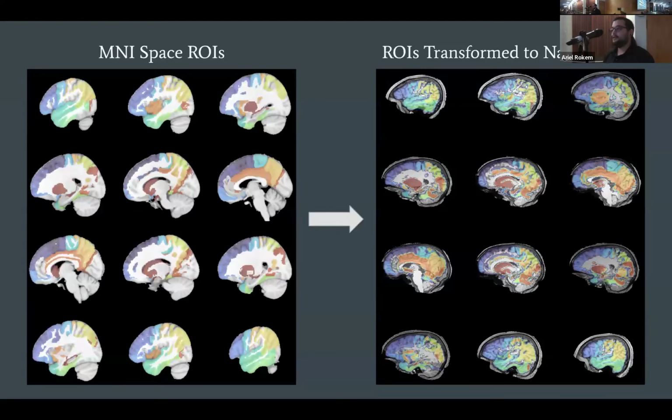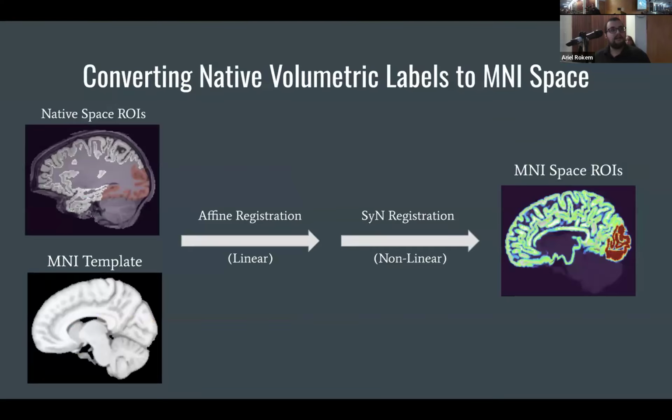And here's an example using some MNI space ROIs that we found openly available, and it transforms them into the native space. And without being intimately knowledgeable of the ROI specifically, it overlaps the brain. And of course, the registration isn't going to be perfect, but you can always tweak it, and we provide the flexibility for that.